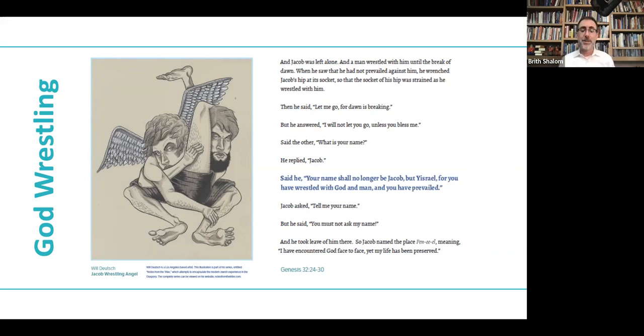And Jacob was left alone. He sent his family. He's about to confront his brother Esau, with whom he was an arch enemy at this point, because of their fighting as kids about the birthright. And so he was about to face the biggest confrontation of his entire life. So he sent his family over the river, and Jacob was left alone. And a man wrestled with him until the break of dawn. All night long, they were wrestling.